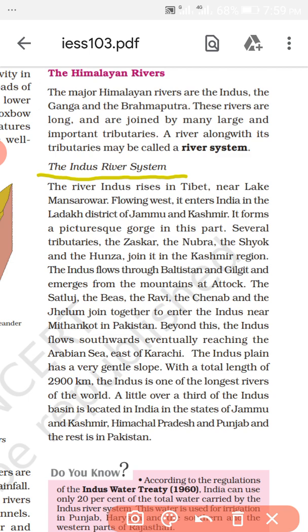Next, about the Himalayan rivers: the river Indus river system. The river Indus rises in Tibet near Lake Mansarovar, from the west of the Mansarovar Lake, and it has several tributaries. Which tributaries? The Zaskar, the Nubra, the Shyok and the Hunza, which join in the Kashmir region. The Indus River flows through Gilgit and emerges from the mountains at Attock. The Satluj, the Beas, the Ravi, the Chenab and the Jhelum join together and enter the Indus near Mithankot. Where is Mithankot? Mithankot is in Pakistan. And this is about the river system.